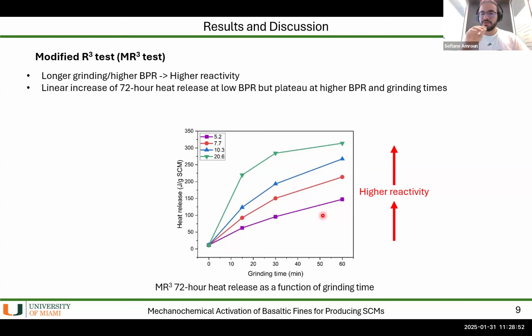For fly ash, I talked about fly ash earlier, which is a material that's usually used as an SCM. We typically have a heat release of about 200 to 250 joules per gram SCM. So with mechanochemical activation, we were actually able to reach higher reactivities than typically used materials like fly ash.